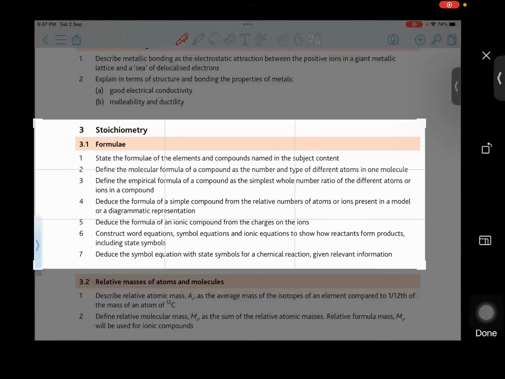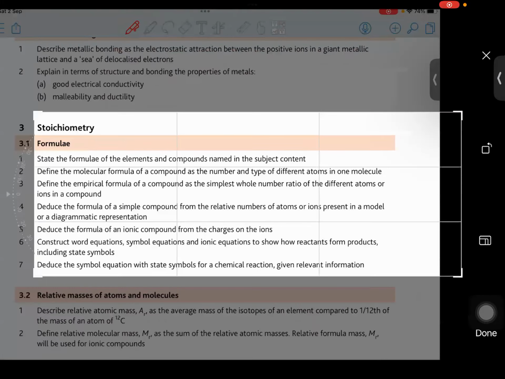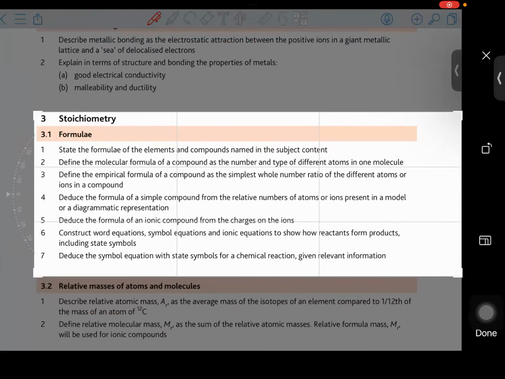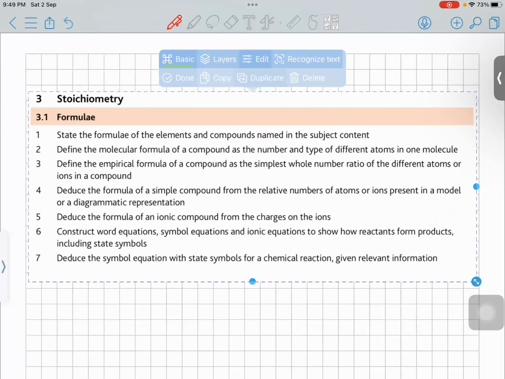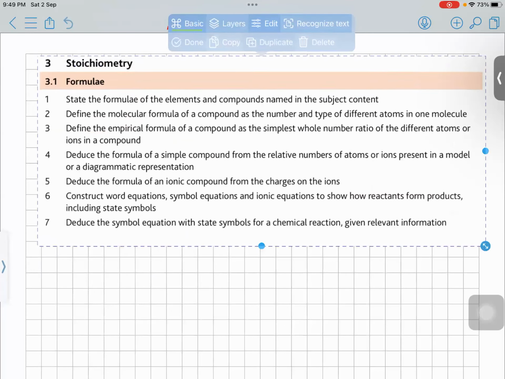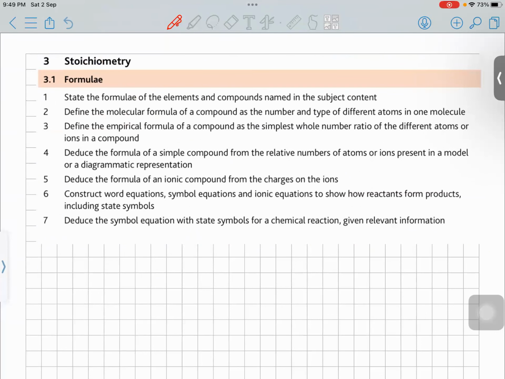This is chapter number 3, stoichiometry. First topic is formula. Can you tell me what is stoichiometry? I need the definition of stoichiometry.